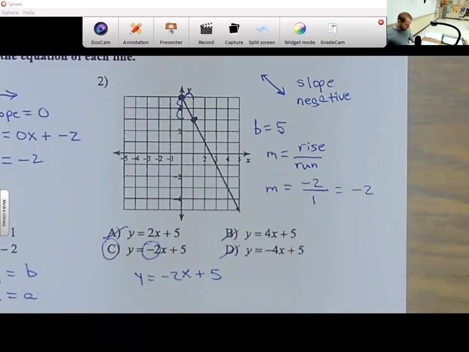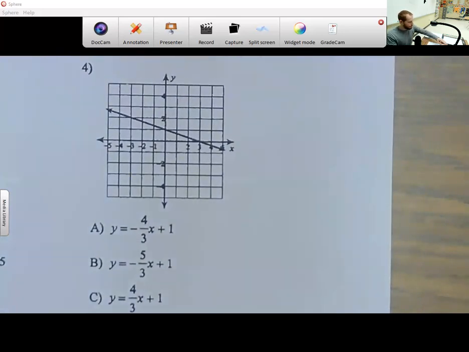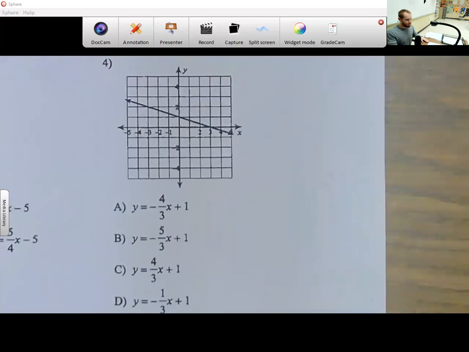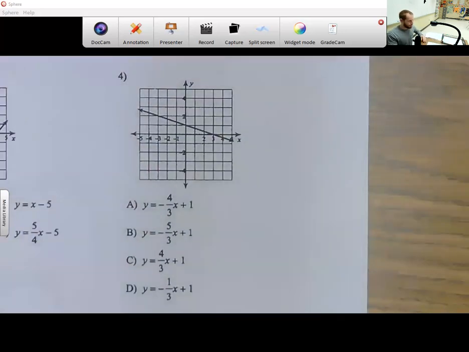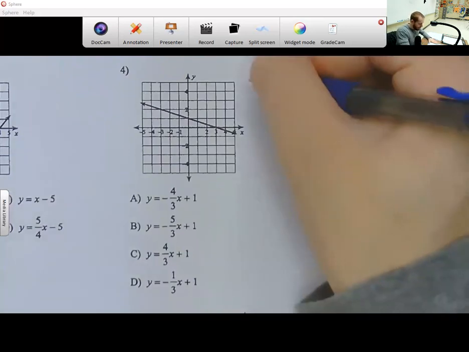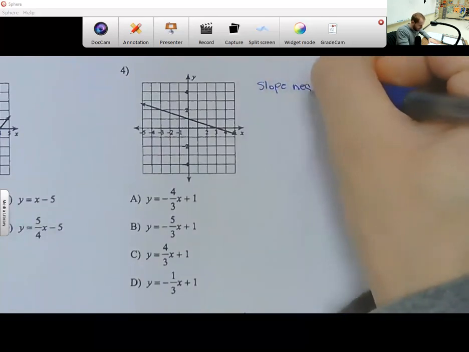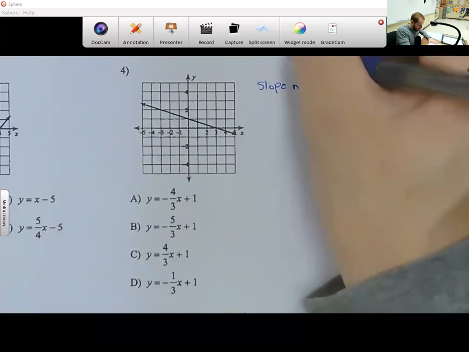Let's look at this next one right here. And I'm going to have to zoom out for this one. Zoom out again. There we go. Perfect. All right. So for this one, what would the slope be? Would it be positive or would it be negative? Is the graph rising or is it falling from left to right? It's falling, right? So the slope has to be negative. It's got to be negative because it's falling from left to right.